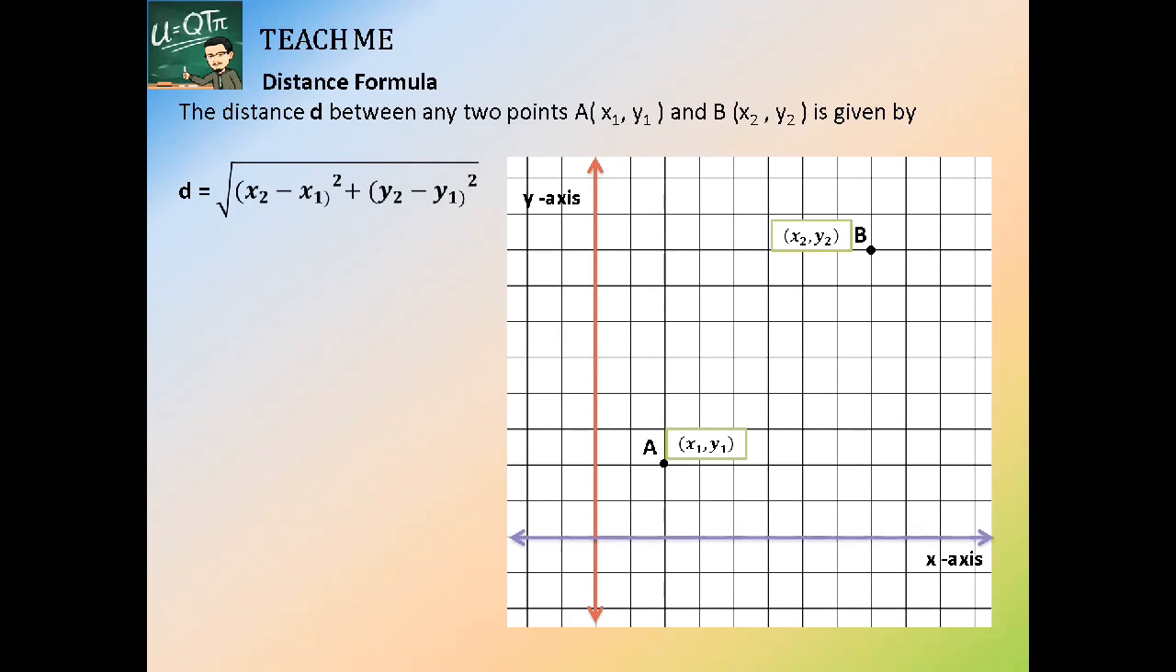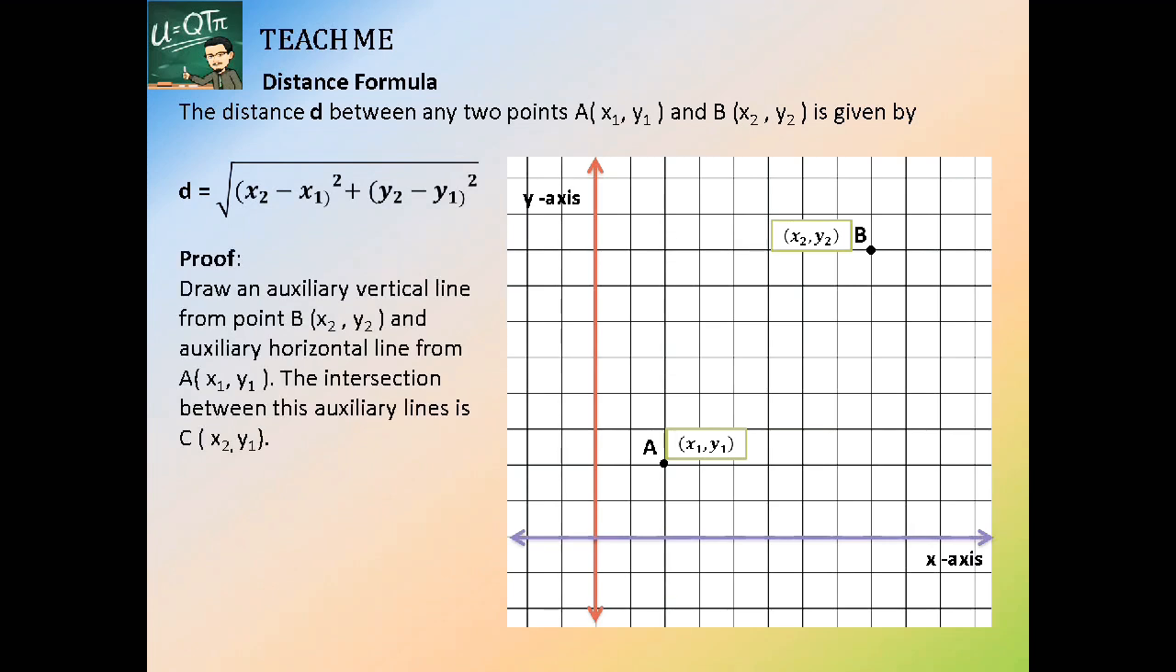The distance formula: d between any 2 points A, represented by x sub 1, y sub 1, and B, represented by x sub 2, y sub 2, is given by the general formula d is equal to the square root of the square of the difference x sub 2 minus x sub 1 plus the square of the difference y sub 2 minus y sub 1.